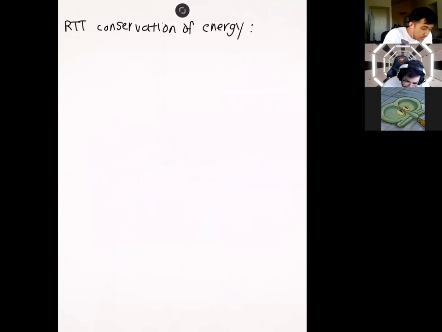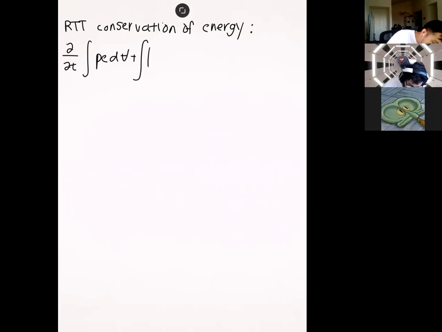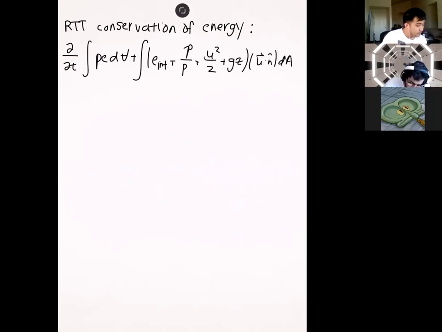And so let's go ahead and start plugging it in. Let's go ahead and write out the expression. Partial t of the integral of rho E dV, plus the integral of E internal plus pressure over density plus U squared over 2 plus GZ, times rho U dot n dA. There's a density here too. And this is equal to W dot shaft.